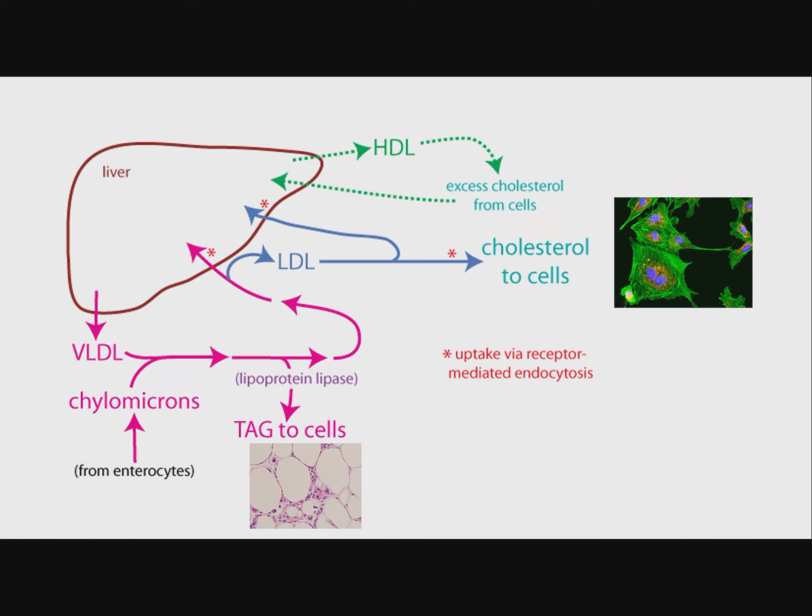Now, here's another kind of picture of that. So here's cells getting cholesterol. Here's fat cells, right? If we're going to store fat, we can store it like that. That's what fat cells look like.